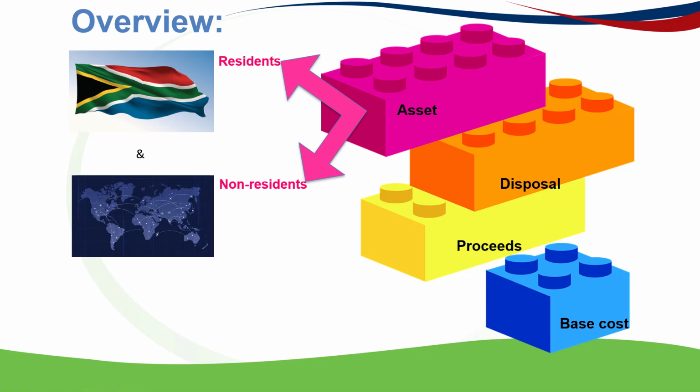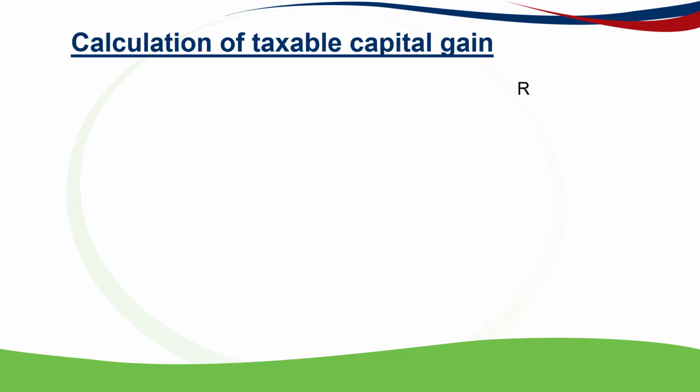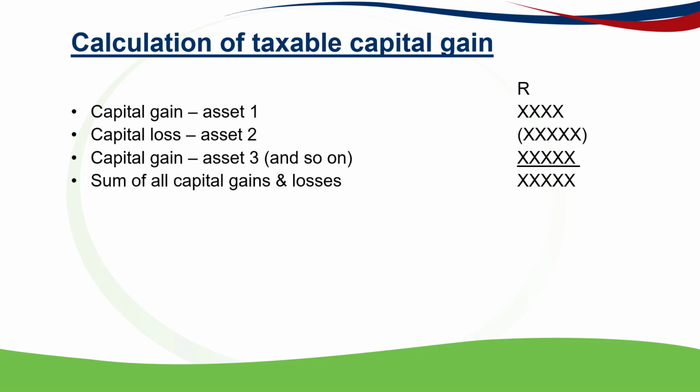It is also important to note that capital gains tax is applicable to disposals of both a resident as well as certain assets disposed by a non-resident taxpayer. Remember, we started off with looking at how capital gains tax fits into the framework and established that it is through the inclusion of taxable capital gain. The focus for our discussion will therefore be on how we calculate the taxable capital gain, and we will do this in these steps. The first step is to sum up all capital gains and losses.